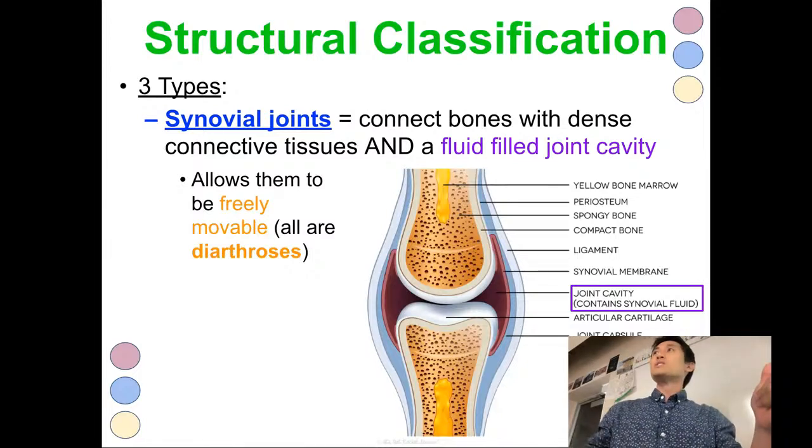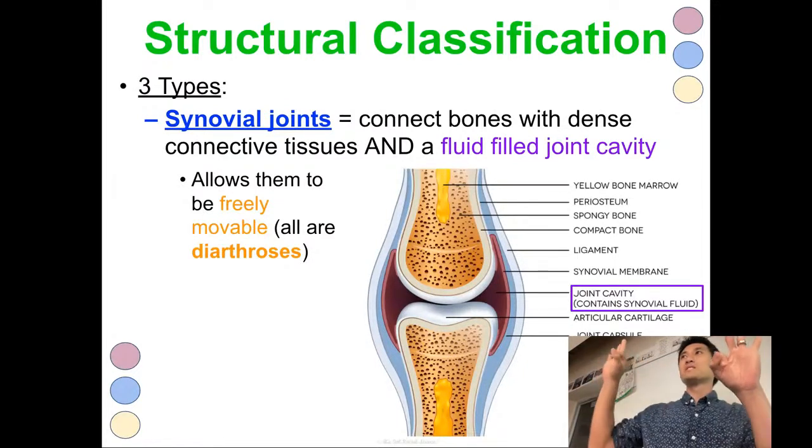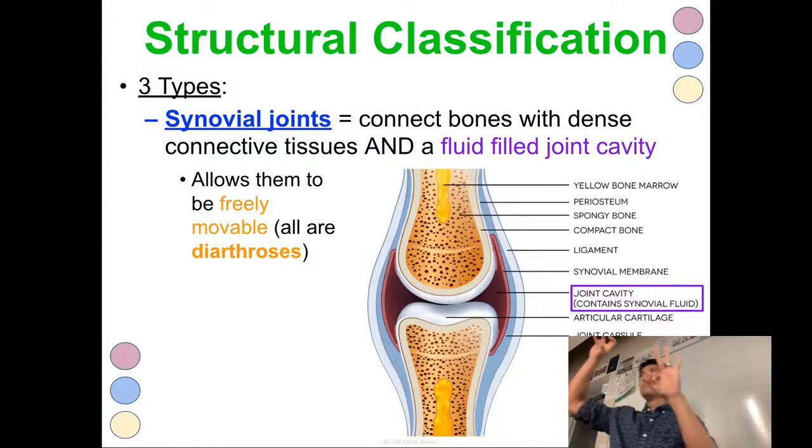Turn to your neighbor, see if you can review those six different types of joints based upon functional and structural classification. Okay, go.